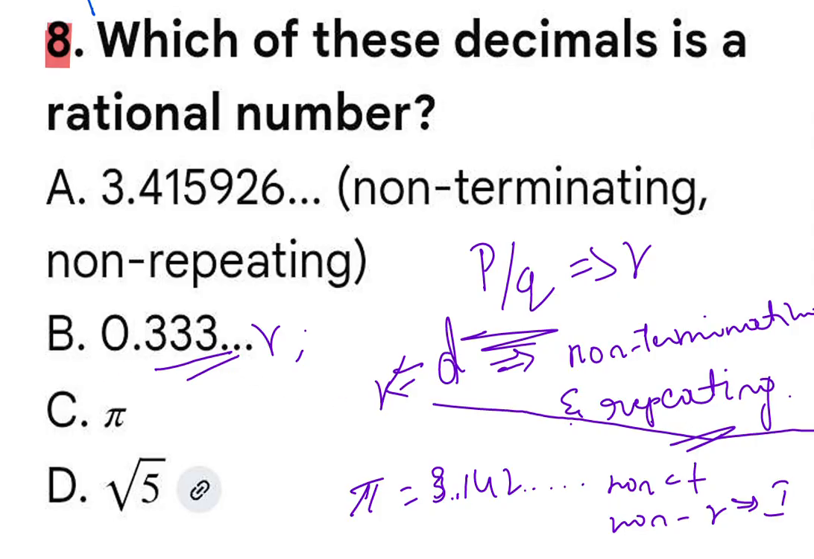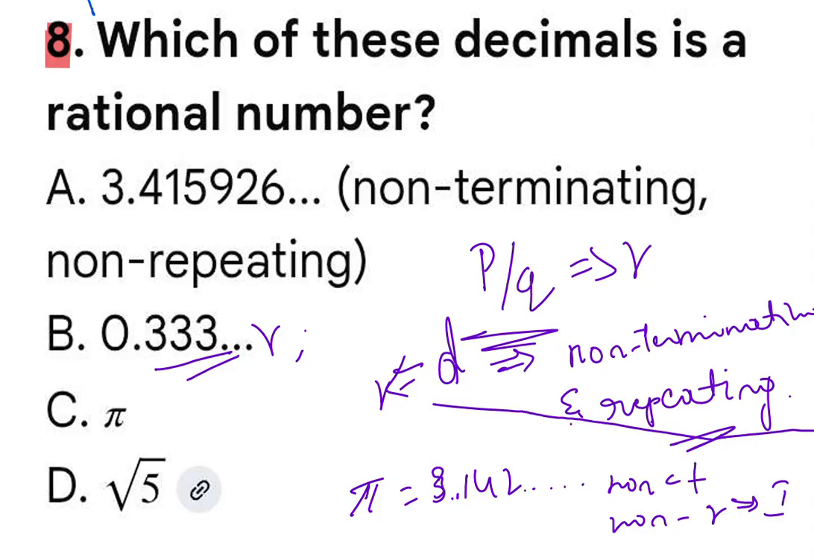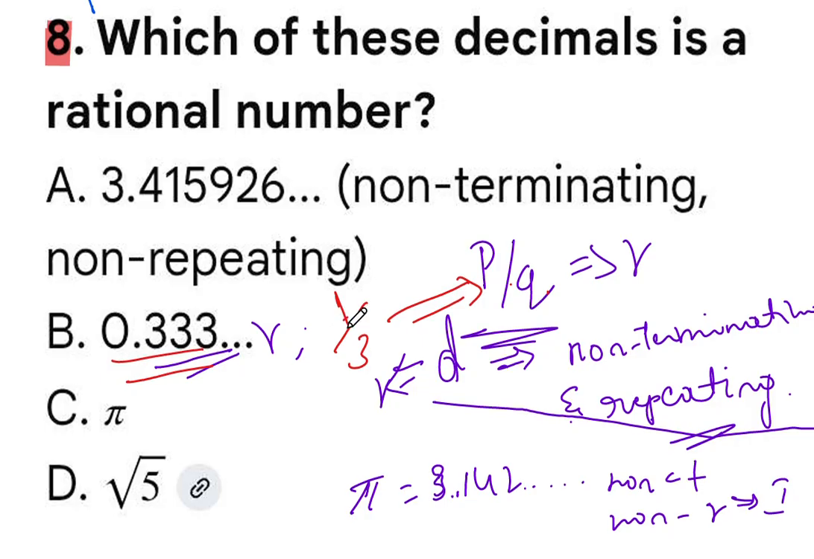So this is the answer, that is option B, 0.333, which can be expressed in the form of P by Q also. This can be expressed as 1 by 3, which is in the form of P by Q. These others we cannot express in the form of P by Q because we'll get a non-repeating decimal expansion. So it is a rational number, that is 0.333. It is very simple. You should know the definition and condition for rational and irrational numbers. So we'll go for the next one.